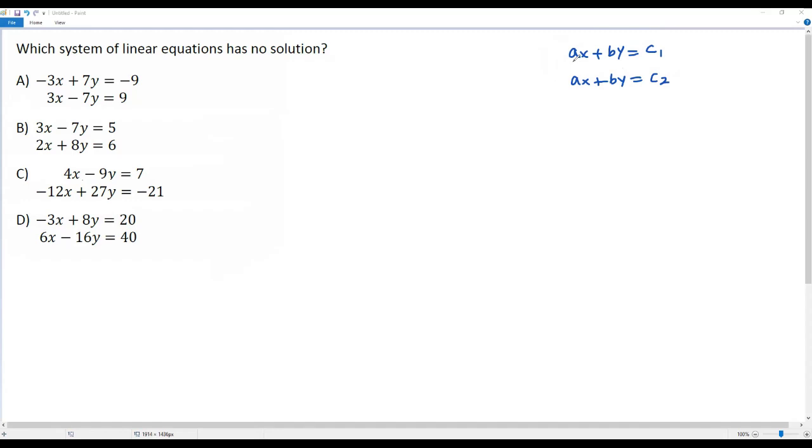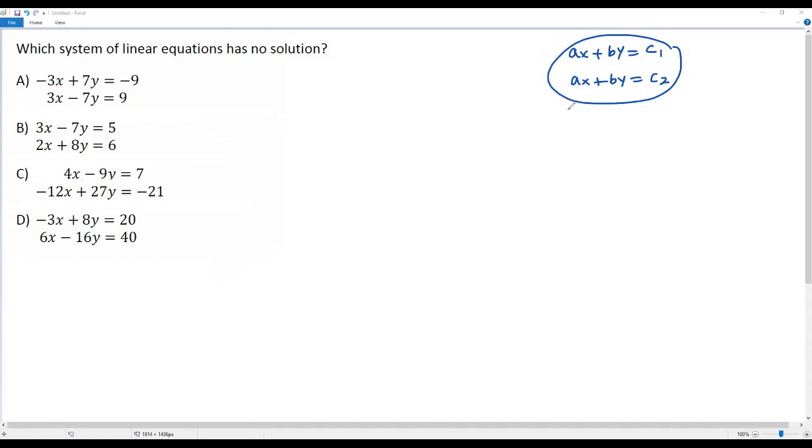Okay, when I consider the coefficient of x in the first equation and the coefficient of x in the second equation, they are same. And the coefficient of y in the first equation and the coefficient of y in the second equation is same, that is b. But the constant term in the first equation and the constant term in the second equation are different, c1 and c2. Okay, when we have two linear equations in standard form with the same coefficient of x and same coefficient of y and different constant terms, then the system of these two linear equations has no solution.